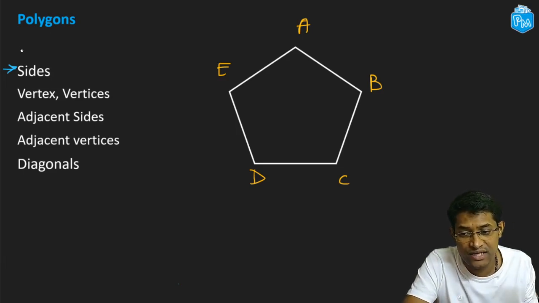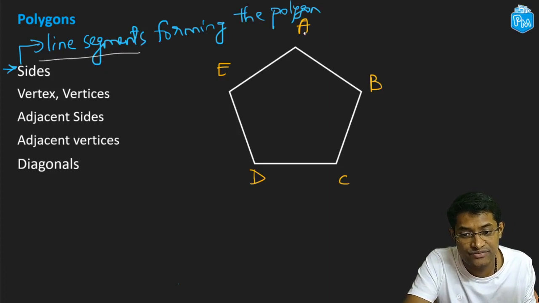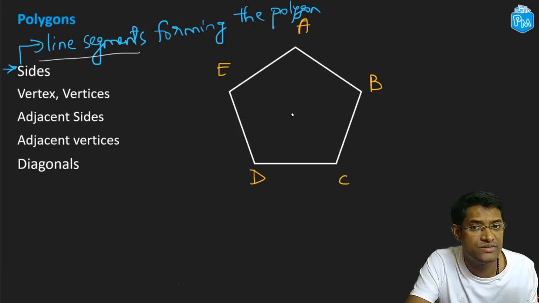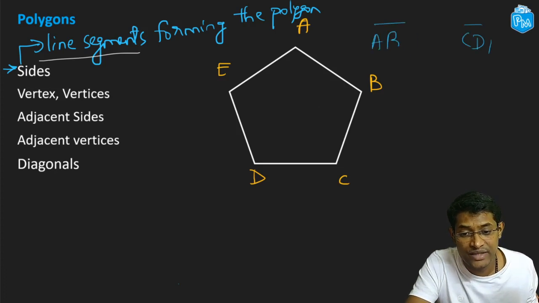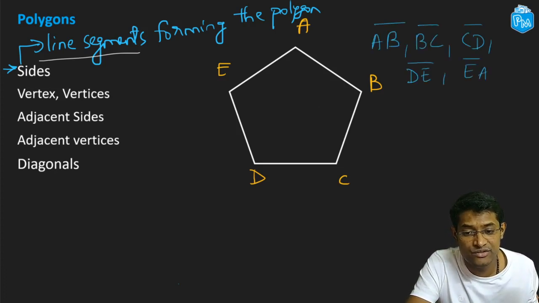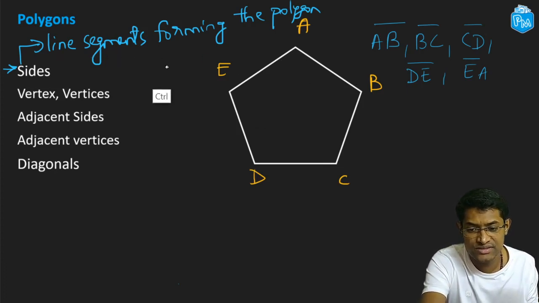Alright, now let's start with sides. Sides are nothing but line segments forming the polygon. So can you write all the line segments that are used to form this polygon? Pause this video and try to do it on your own. Alright, so you can see these are the 5 line segments used to form this polygon. You have AB, BC, CD, DE, and EA. And these are the 5 line segments used to form this polygon.